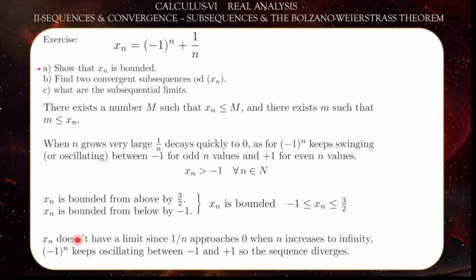Another important note is that x_n doesn't have a limit, since 1 divided by n approaches 0 when n increases to infinity. However, at the same time, (-1) to the power of n keeps oscillating between -1 and +1. It never settles on a definite value, on a finite limit. So the sequence diverges.